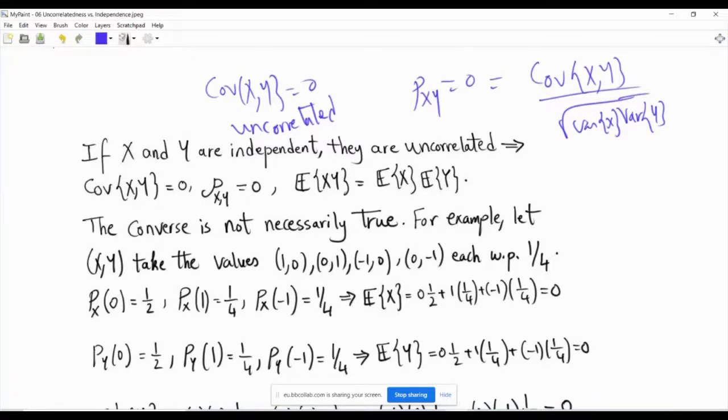But can you have two random variables that are uncorrelated, and yet they are dependent, okay? Uncorrelated is just a weak concept. So if two random variables are uncorrelated, can you think of them as knowing something about one of them tells you nothing about the other? No. Generally speaking, no. This is not true.